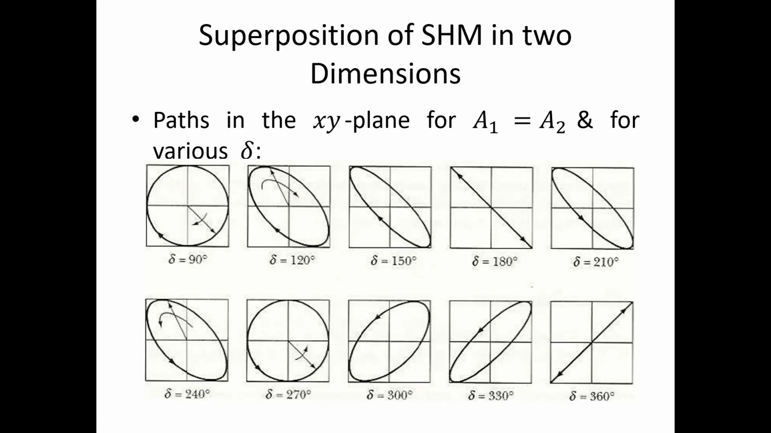For delta equal to 150 degrees, we have another ellipse, and things like that. So we can have different ellipses and different straight-line Lissajous figures, depending on delta and a1 and a2, their relative magnitudes.